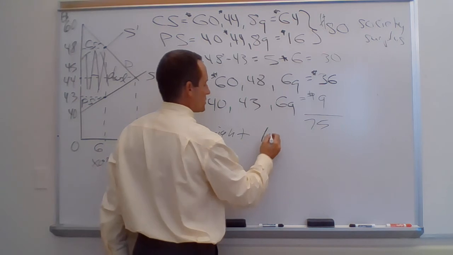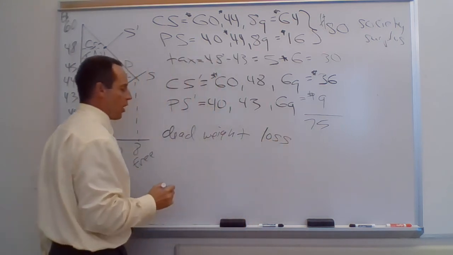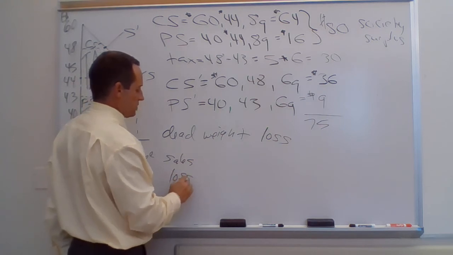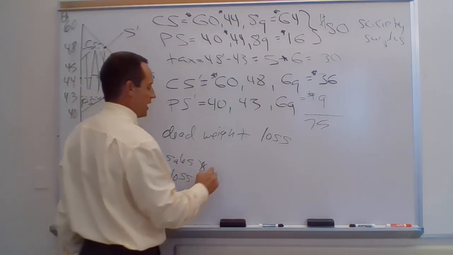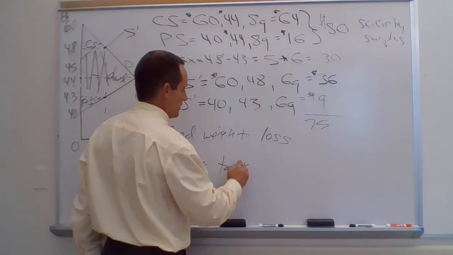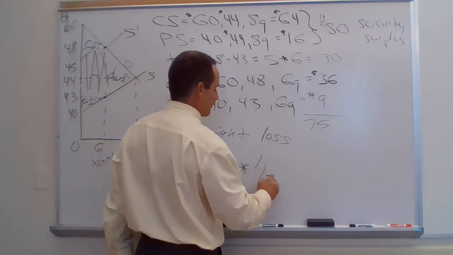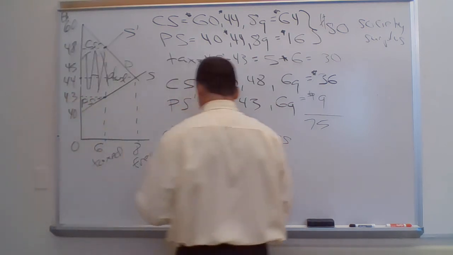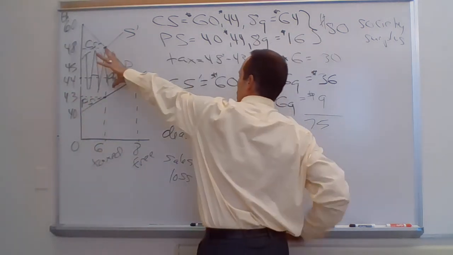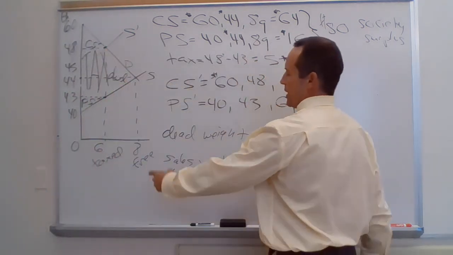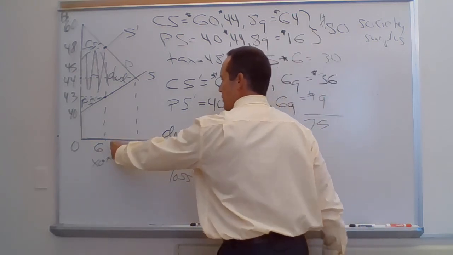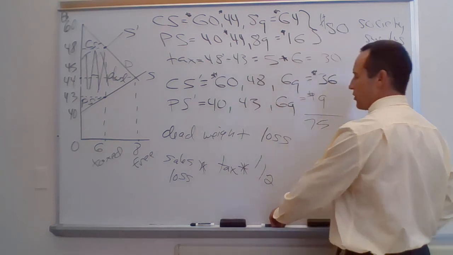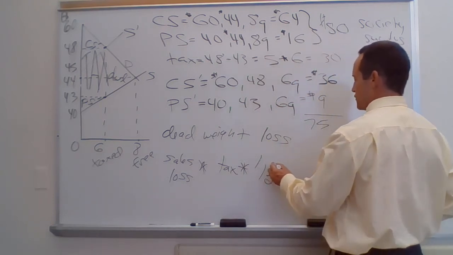Dead weight loss is the sales loss times the tax times 1/2, because after all it's a triangle. So the tax is a $5 tax. It has cut down 2 units. It has eliminated 2 units. So 2 times 5 is 10. After all, it is a triangle. Half of 10 is 5.